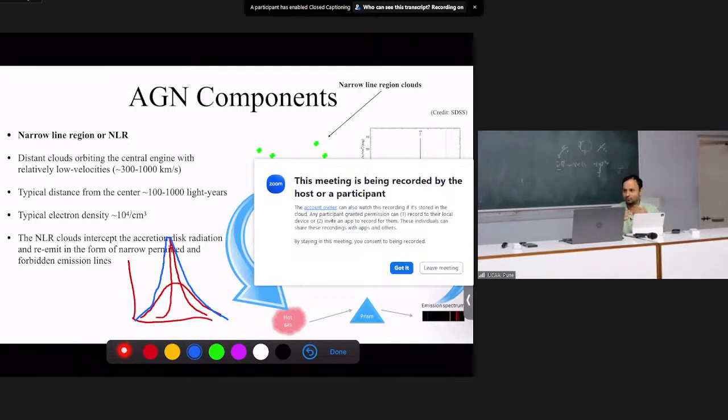What I'm telling you is very easy, but it also depends on the quality of the data. If you have very good quality data, you can really resolve those features. You can determine the width of the narrow line and the width of the broad line, which will give you other physical information.